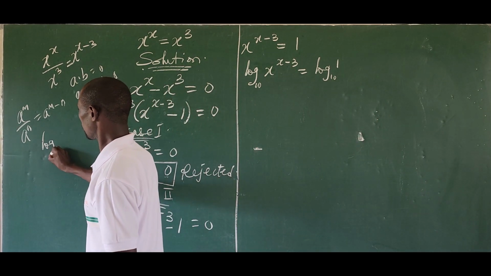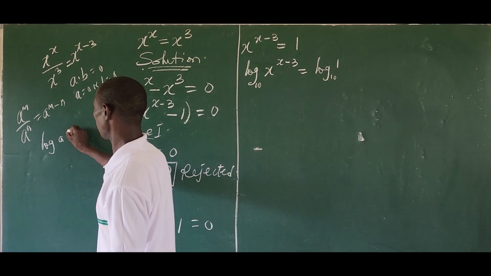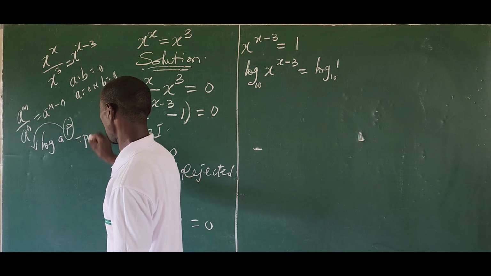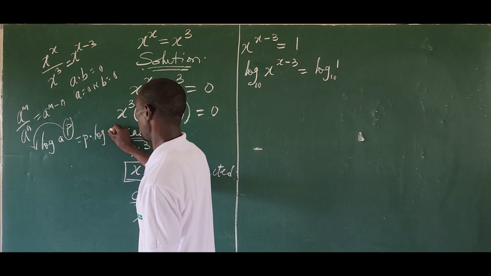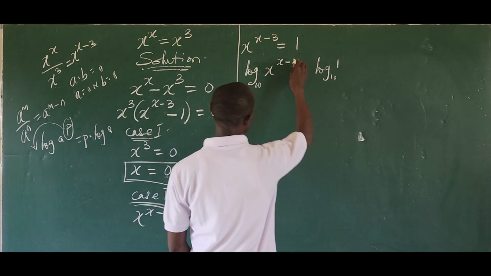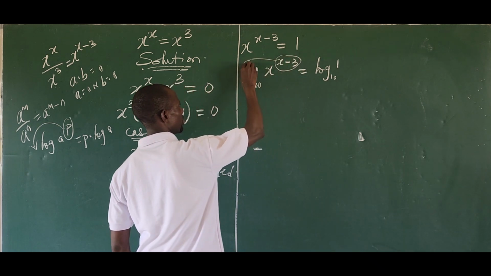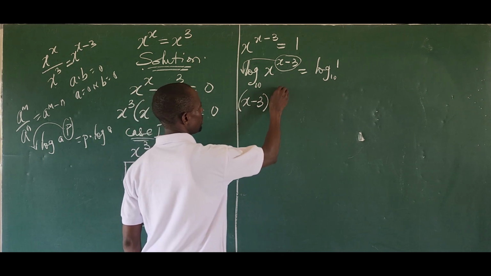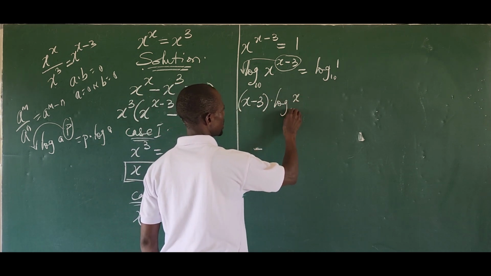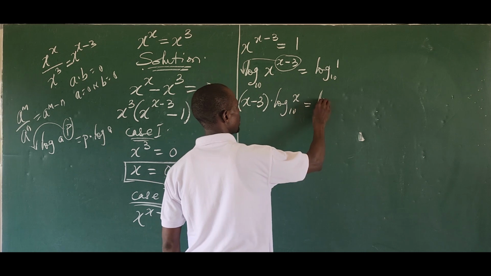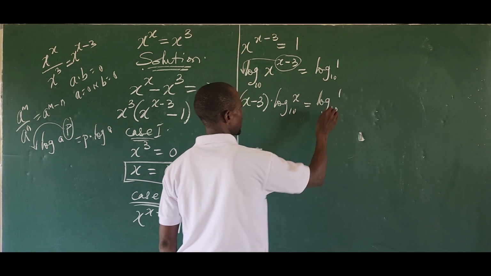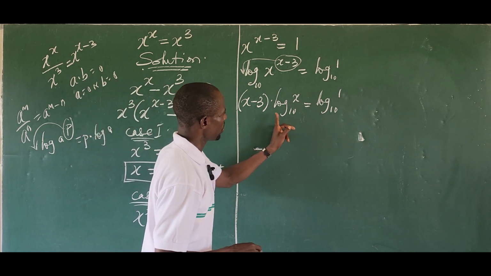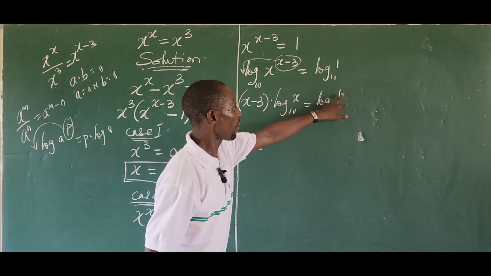It says that if you have log a to the power of p, we move this back here to give us p times log a. So if we apply this rule, we're going to move the whole of this backward here. So this is going to give us (x minus 3) times log x, this x, equal to log 1, this 10. Easy. Now, with what we have here now, what is log 1 base 10?